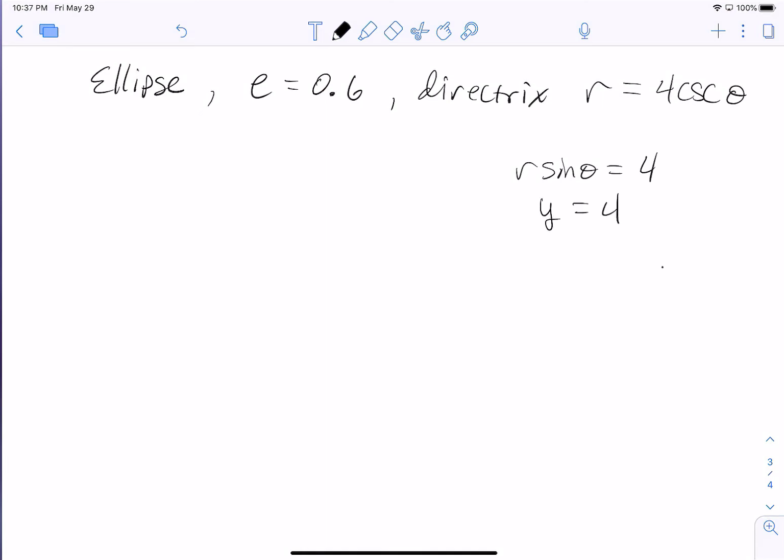Again, that gives me some information that I'm going to represent visually. Here are my x and y axes. And I have a directrix that is horizontally oriented 4 units up. Since that's my directrix, I again know two things. r is equal to ed divided by 1 plus or minus either the sine of theta or the cosine of theta.